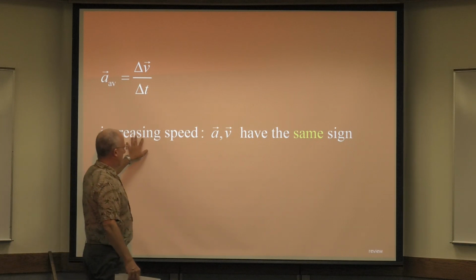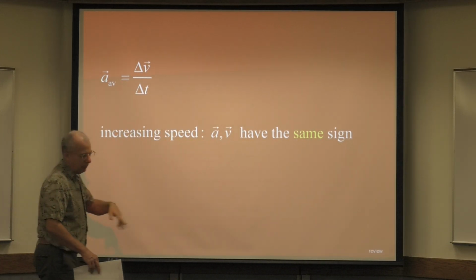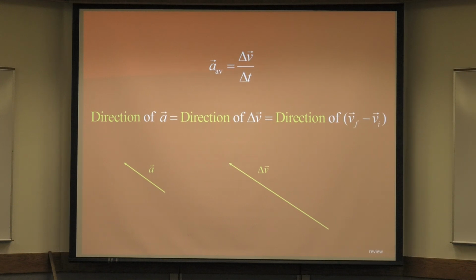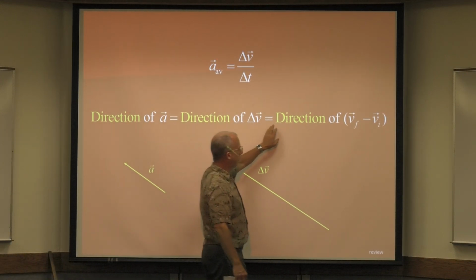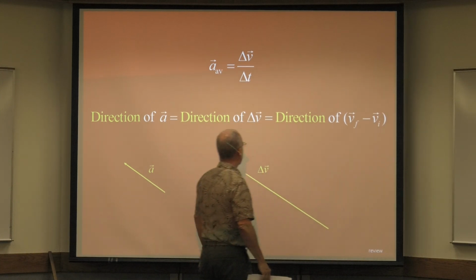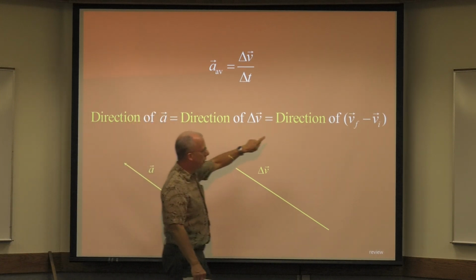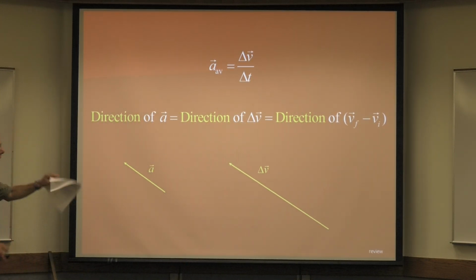If the speed is increasing, a and v have the same sign, both positive or both negative. If the speed is decreasing, they have opposite signs, one positive and one negative. The direction of a is the direction of delta v, which is the direction of v final minus v initial. If you ever want to find the direction of a, which you'll be doing a lot, trust me, you just have to do this vector subtraction. And it's only direction. We don't know anything about magnitude because we don't know delta t.